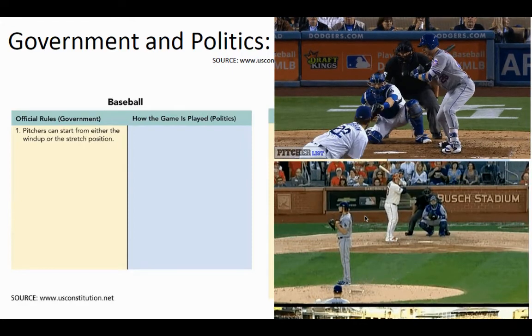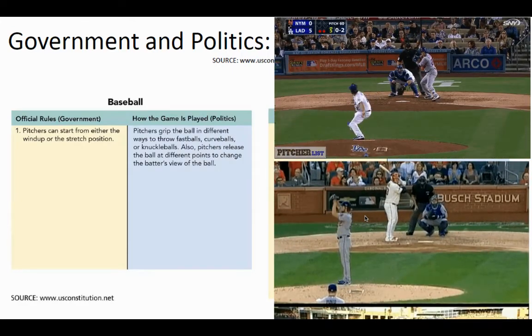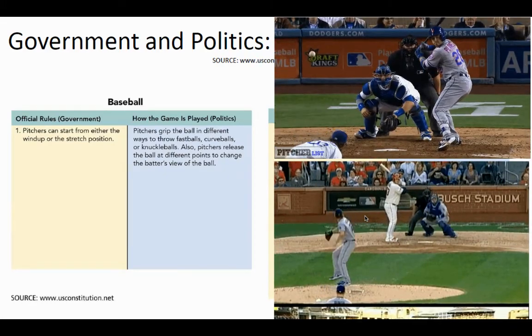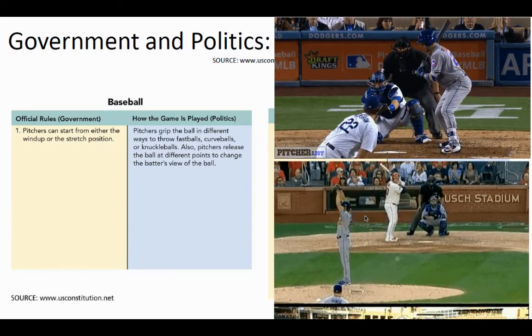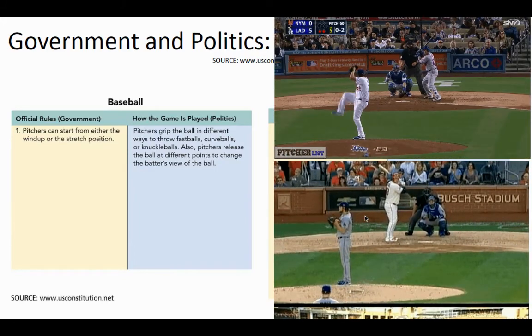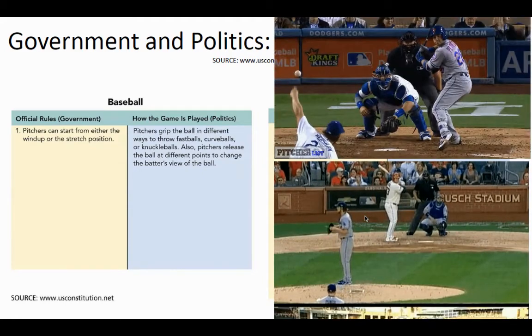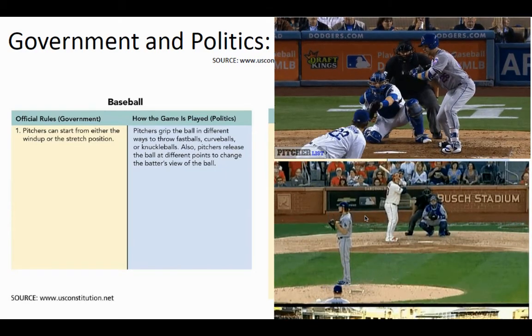So again, you're seeing on the right, the rule of the game, stretch or windup. But it doesn't tell pitchers what they can do to throw fastballs, curveballs, changeups, split fingers, knuckleballs, forkballs, sliders, if I didn't say it. And it doesn't tell them what kind of windup they need to have. They could be a little crazy up there. But again, that's how they play the game.